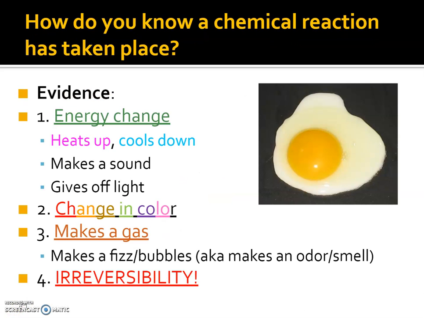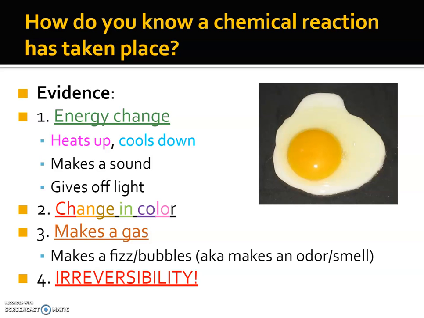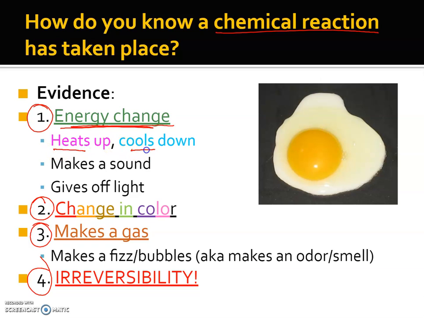All right, so the last little bit of information to go over in our chemical reactions is how do you know it's a chemical reaction and not a physical reaction? Well, there are 4 pieces of evidence to look for. All right, so the first is that there is some sort of energy change. It's going to heat up, it's going to cool down. Energy is also a sound or light that's given off. Okay, there is a change in color.